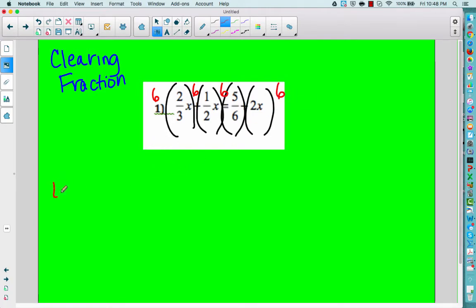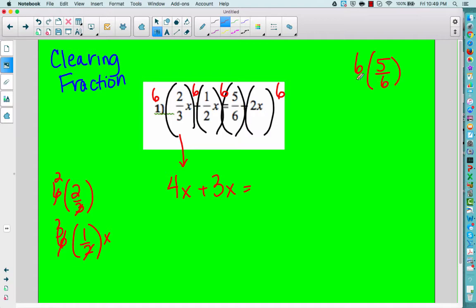All right. So I have 6 times 2/3 x. 3 goes into 6 2 times. 2 times 2 is 4. So that first term now becomes 4x. And then there's a plus. Then I have 6 times 1/2 x. 2 goes into 6 3 times. 3 times 1 is 3x. I have 6 times 5/6. Well, 6 over 1, the 6's cancel, and I'm left with 5. And then 6 times 2x, they're both over 1, so it just gives me plus 12x.